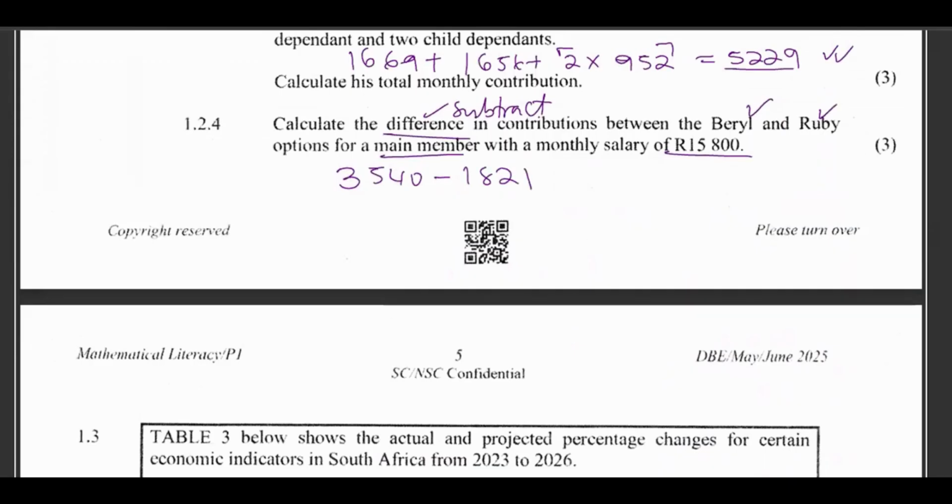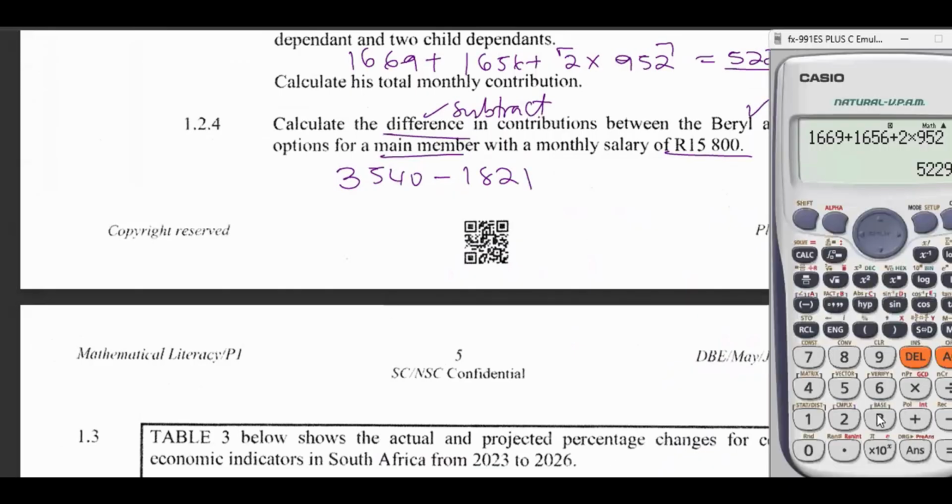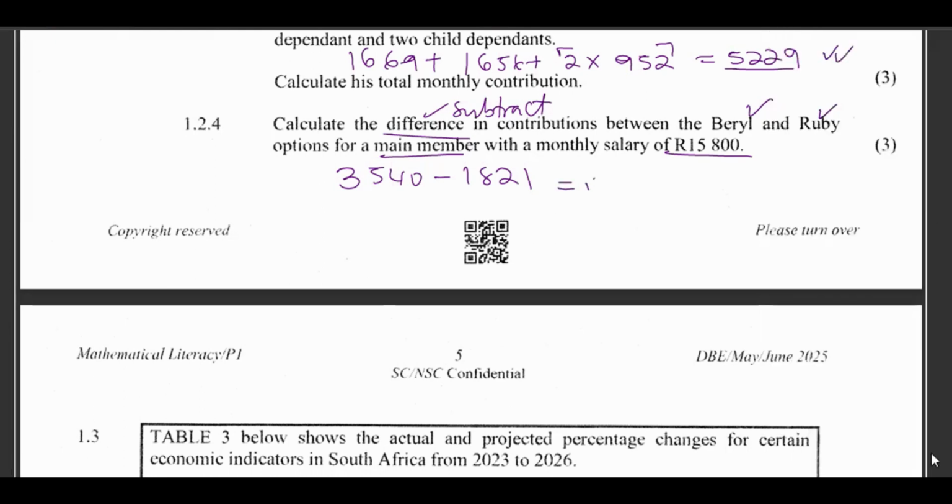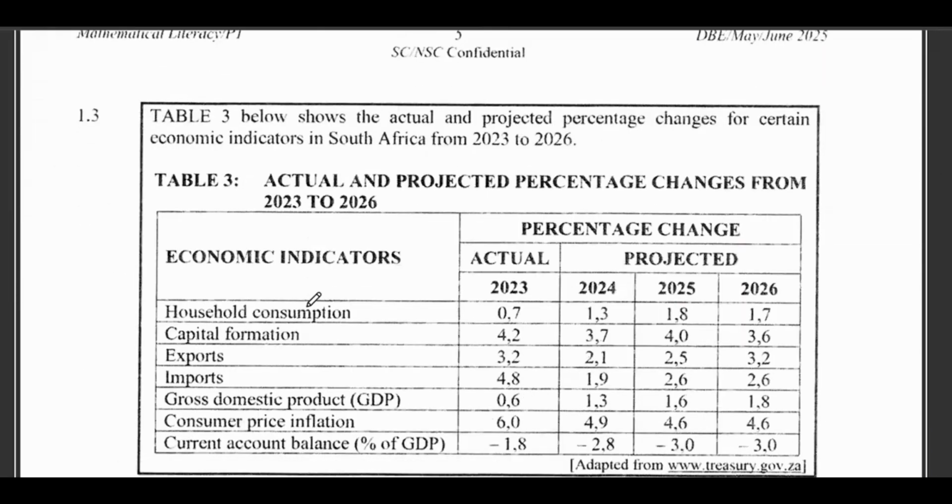1,821. Pick that, put it in your calculator. Don't look around. Don't overuse your brain. Please just go straight forward. So the difference is 1,719. Then we continue and we see 1.3.